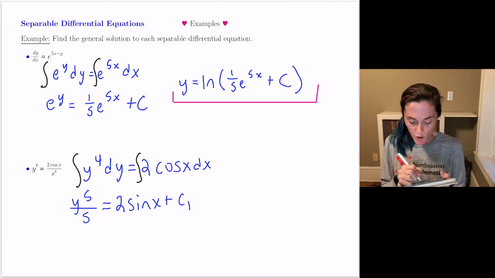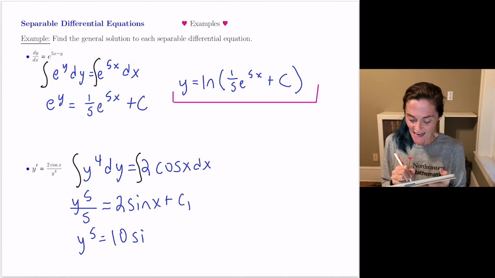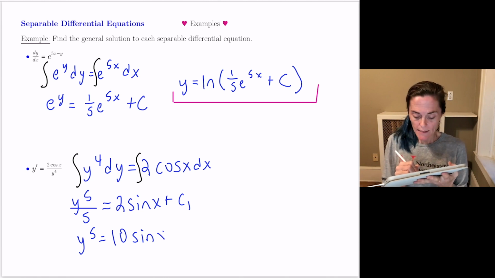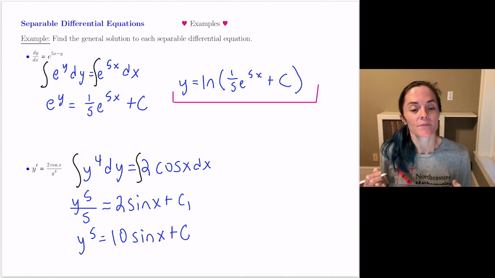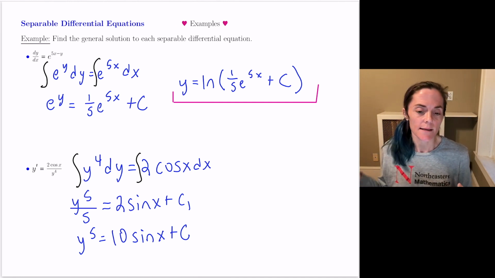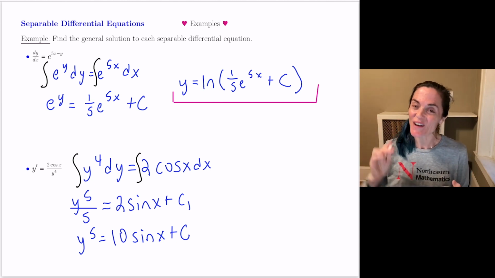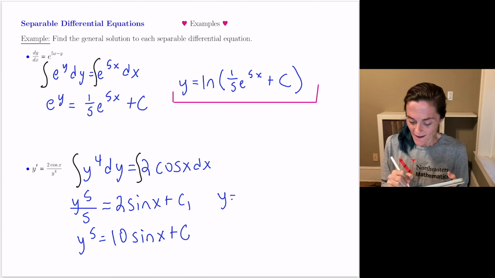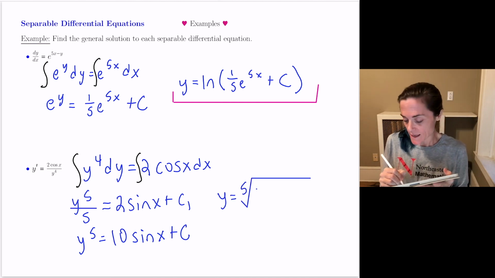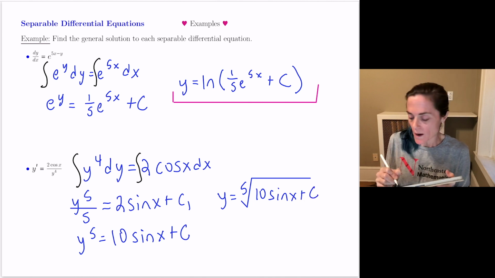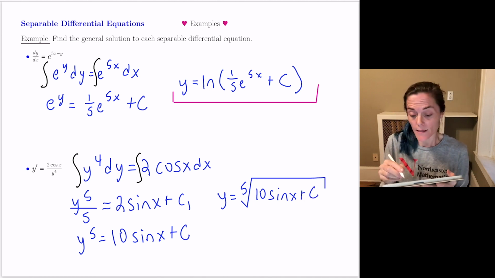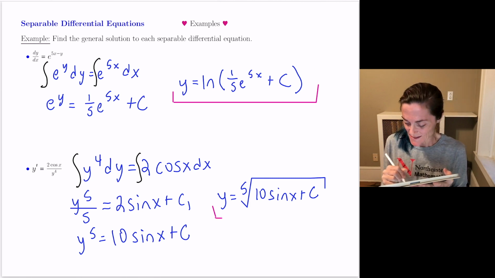Now, multiply through by 5. I have y to the 5th is 10 sine x plus, I'll call this c. I'm really using here that a constant times c is another constant. Now, final answer, we can take the 5th root of both sides. So y is the 5th root of all of this, 10 sine x plus c. Now, just like with the one above, this plus c is underneath this radical. That is important.